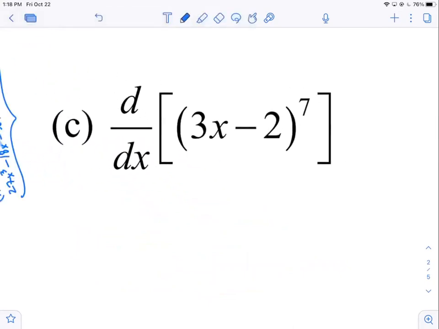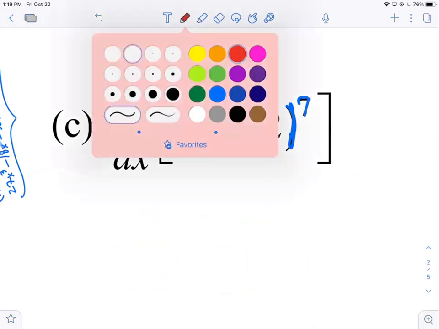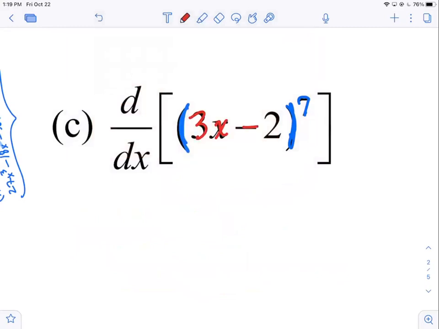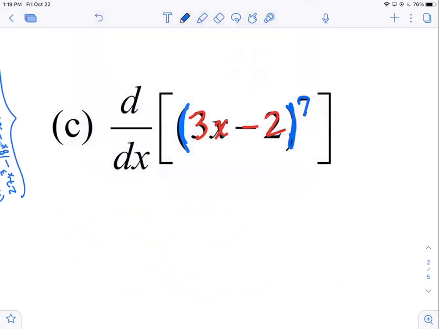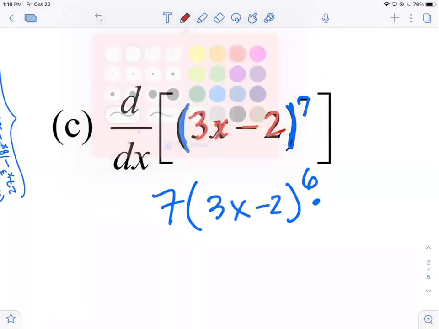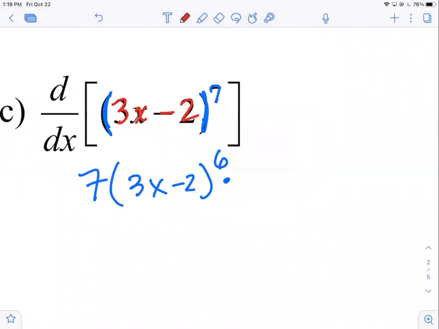Hey, let's take the derivative using the chain rule. We have blob to the 7th, and then we have the blob itself. So 2 layers, right? With 2 layers, we should have 2 links in our chain. We work from the outside in. Blob to the 7th by the power rule is 7, blob to the 6th. What goes inside the parentheses? 3x minus 2. Okay, times, here's the next link in the chain, times the derivative of 3x minus 2 is 3. There you go, 2 links in the chain.